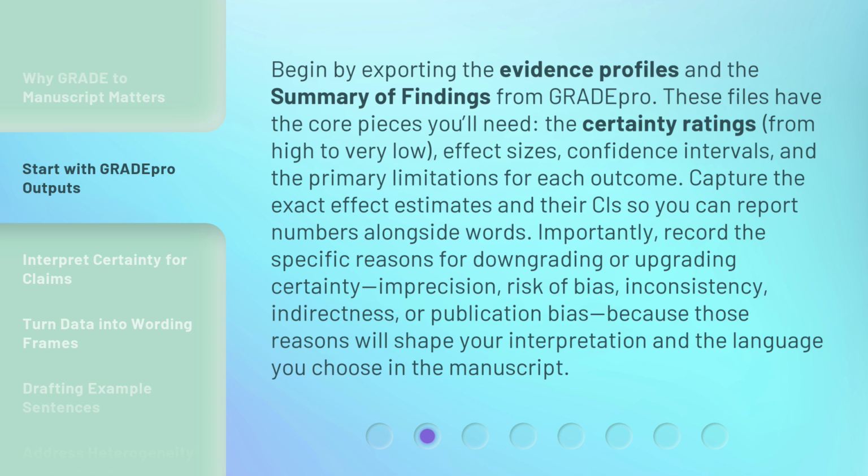Importantly, record the specific reasons for downgrading or upgrading certainty: imprecision, risk of bias, inconsistency, indirectness, or publication bias, because those reasons will shape your interpretation and the language you choose in the manuscript.